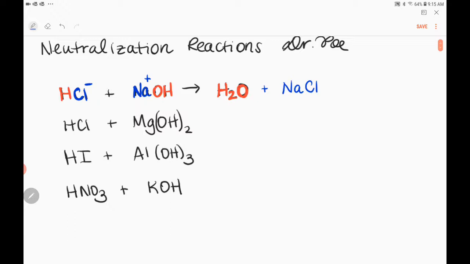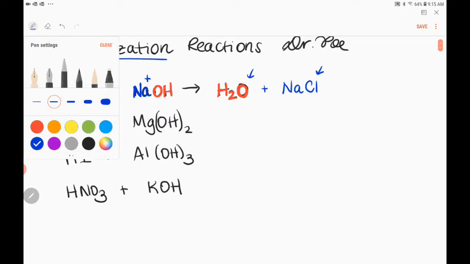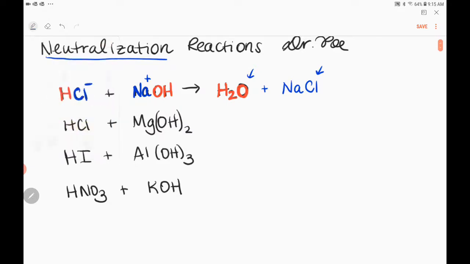So that's what I mean: every time we're going to have a salt, we're also going to have a water, and those are the two products of any neutralization reaction involving a strong acid and a strong base. Okay, so now you can pause and try these on your own. We can go through these other examples.